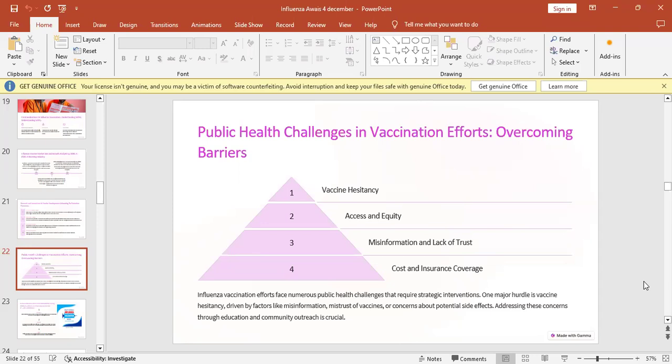Influenza vaccination efforts face numerous public health challenges that require strategic interventions. One major hurdle, top of the list, is vaccine hesitancy. That is driven by factors like misinformation, mistrust of vaccines, and concern about potential side effects. Addressing these concerns through education and community outreach is crucial.